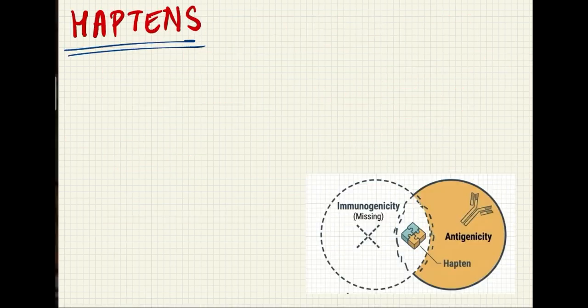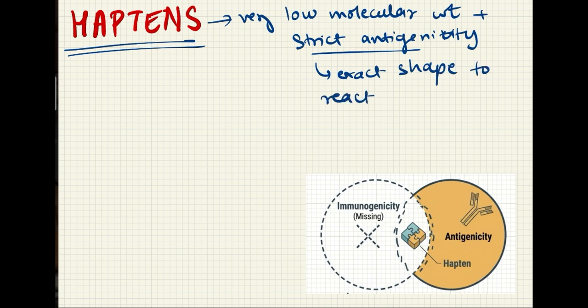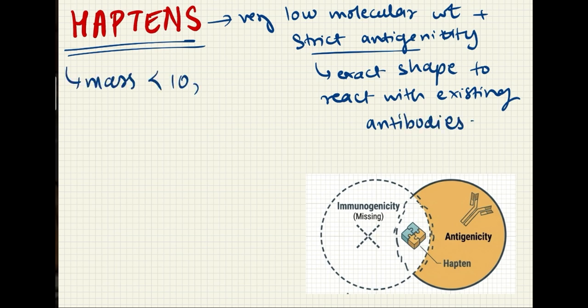This precise microscopic geometry introduces a fascinating biological loophole known as the hapten paradox. Haptens are very low molecular weight structures that possess strict antigenicity, meaning they have the exact correct shape to react with existing antibodies. However, because their mass falls vastly below that critical 10,000 Dalton size limit, they entirely lack immunogenicity. The profound limitation here is that haptens are biologically incapable of inducing an immune response all on their own.